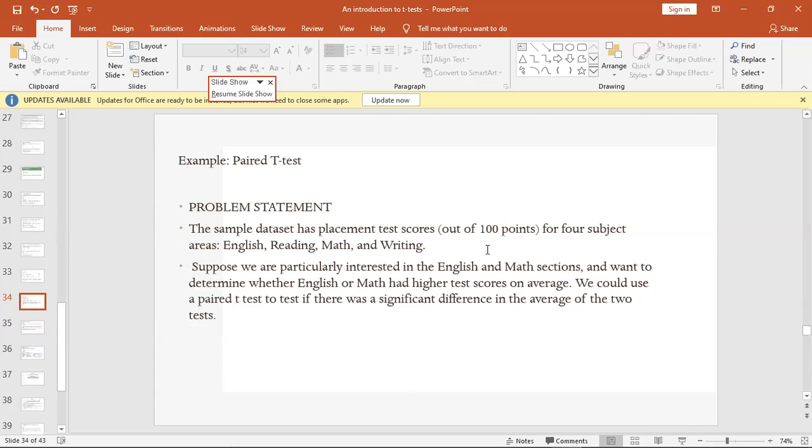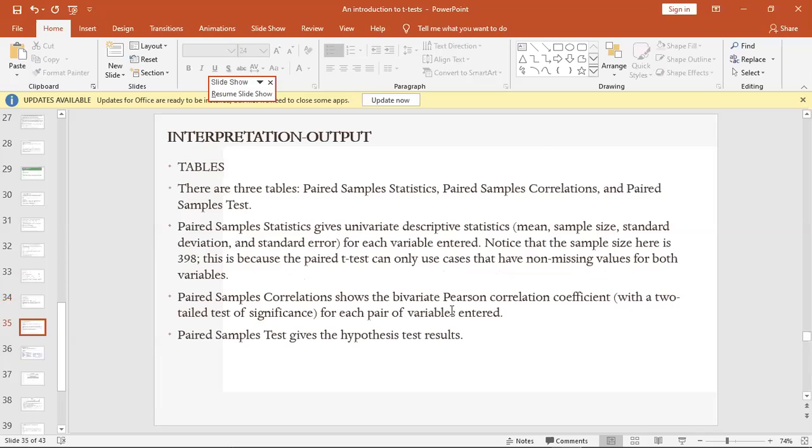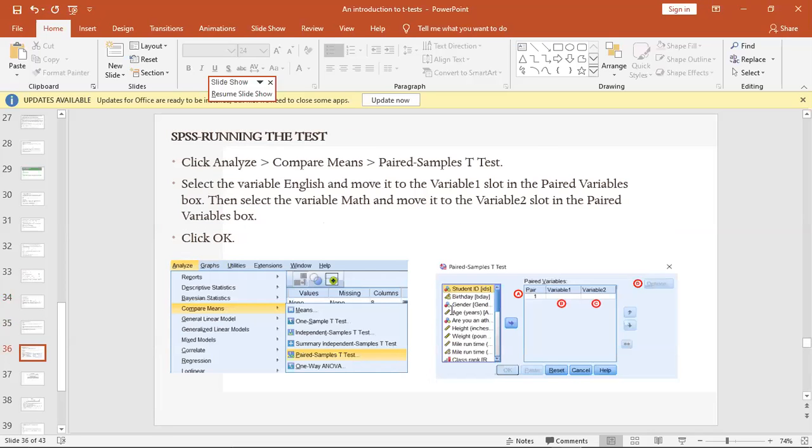Normally the same sample is taken here, only one sample, one group of students. The researcher has done a placement test to check his English and mathematical level. So he wants to find out whether there's any difference between the scores of English and mathematics. This is how I am running the t-test. When I'm doing the practical session, I will teach you how to run the t-test in SPSS.